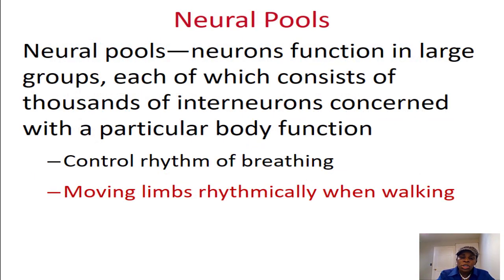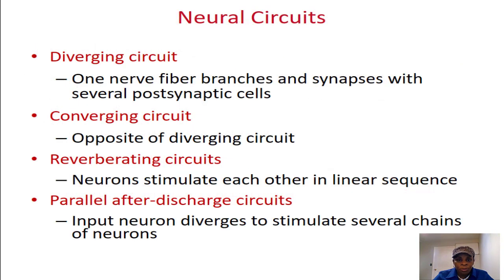Now, neural pools. Neurons don't work singly. They work together as a group. Many neurons have to work together to make something happen. For example, when moving your limb while walking, many neurons work together because when you walk, you move your leg in a rhythmic way. Many neurons work in different areas of your body so that your arm and your leg can go in a patterned way.